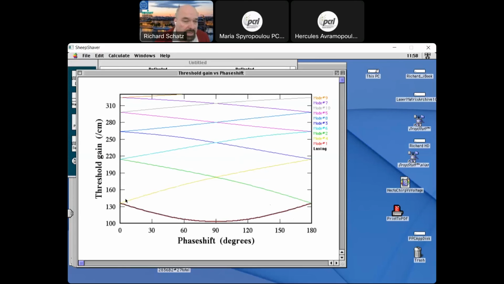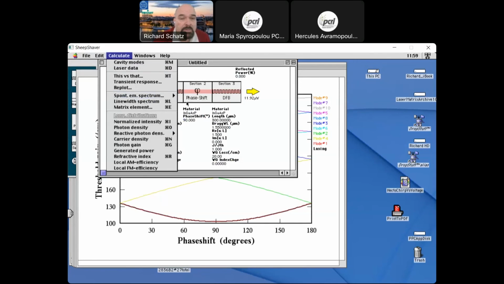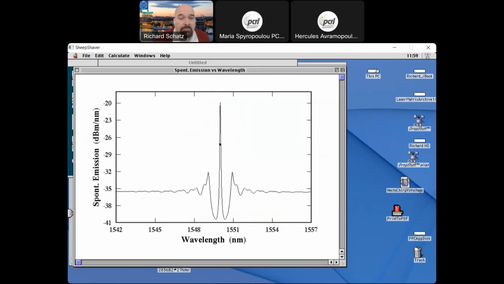And then you see here we have 0 phase shift. Then we have these 2 degenerate modes. They will both lase. If we put in 90 degrees phase shift, which is quarter wavelength, well, then we have a really nice gain margin here. So then I put in the quarter wavelength shift here, 90 degrees. And then I look at the spectrum. And then I have a very nice single mode laser here.